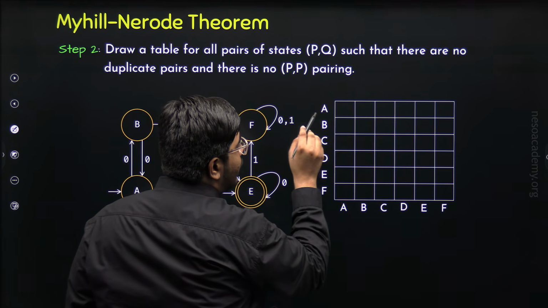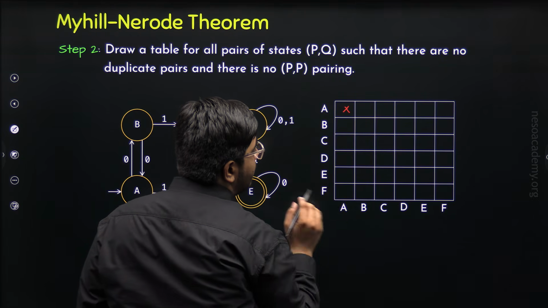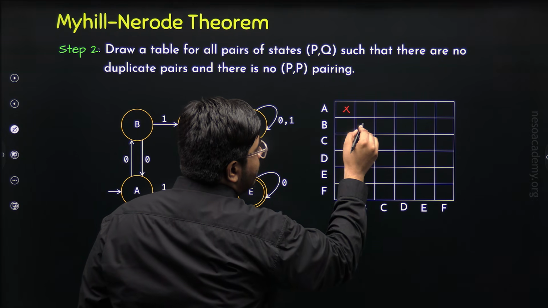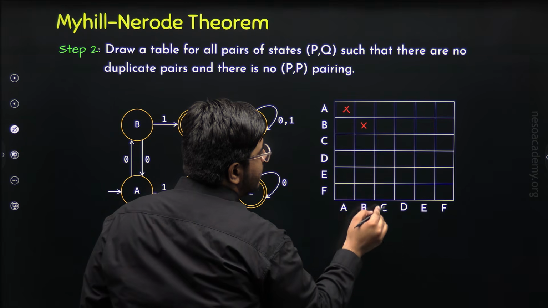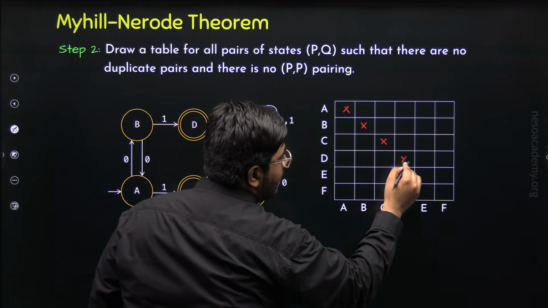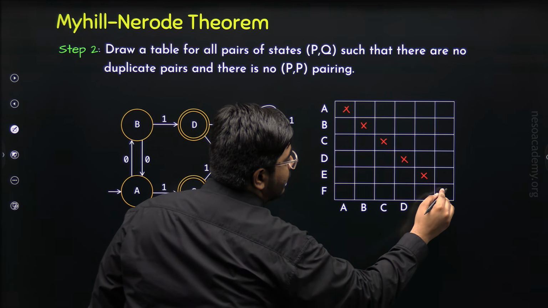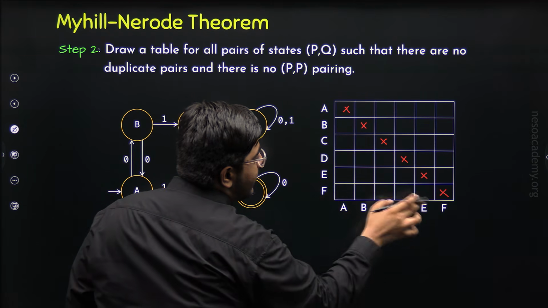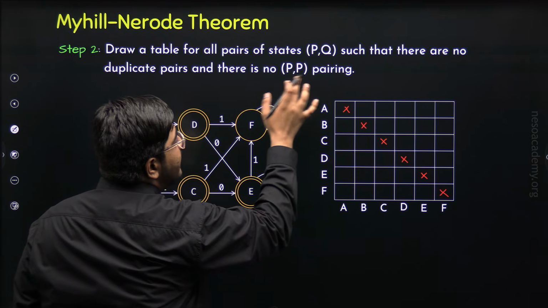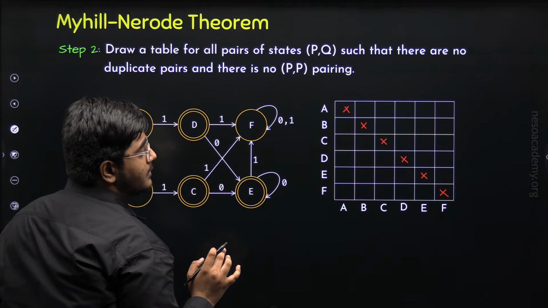This cell is denoting A, A. So we have to remove this cell. Now B, B. We need to remove this cell. C, C. D, D. E, E. Similarly, F, F. So these are the cells that have PP pairing of states. So we need to eliminate all such cells.